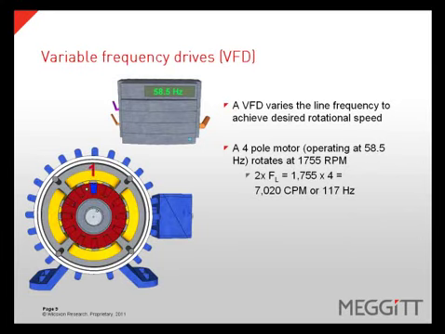Because the line frequency is varied to achieve the desired speed, we must determine the line frequency being applied each time we want to identify our 2 times line frequency. In our example, we have a motor running at 1755 RPM. To accomplish this, the AC line frequency is actually 58.5 Hz, not 60 Hz. So to calculate 2 times line frequency, we take 58.5 Hz and multiply it by 2, or take our running speed, 1755, and multiply it by 4 to get 7020 CPM, or 117 Hz.